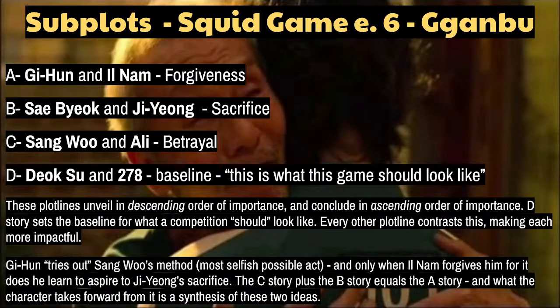So, let's first look at how these unfold. These plot lines, first of all, unveil in descending order of importance. Look how we go A, B, C, D as we open up these storylines. But they conclude in ascending order of importance. We conclude D, then we conclude C, then we conclude B, and then finally A. And a lot of plotting works like this, so I'd keep that in mind if you haven't seen that before.